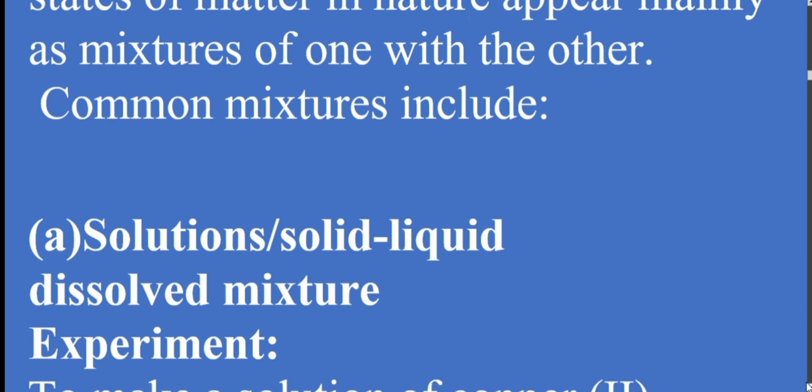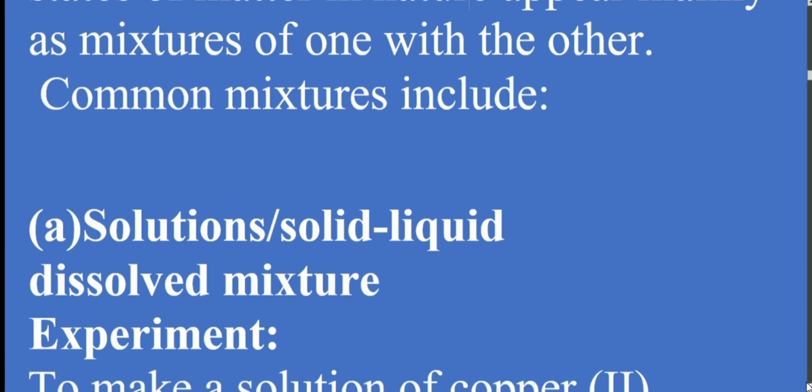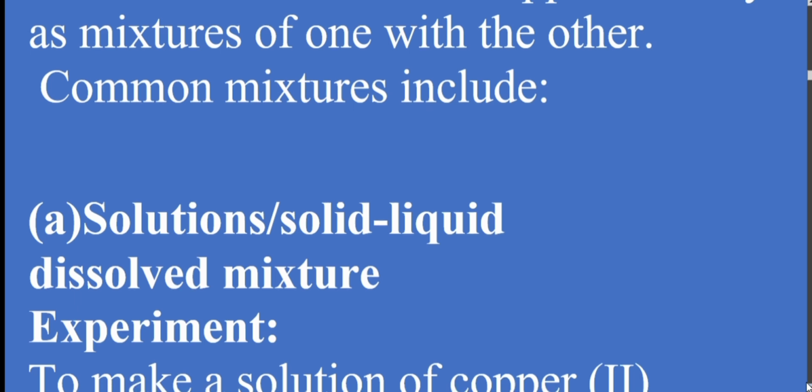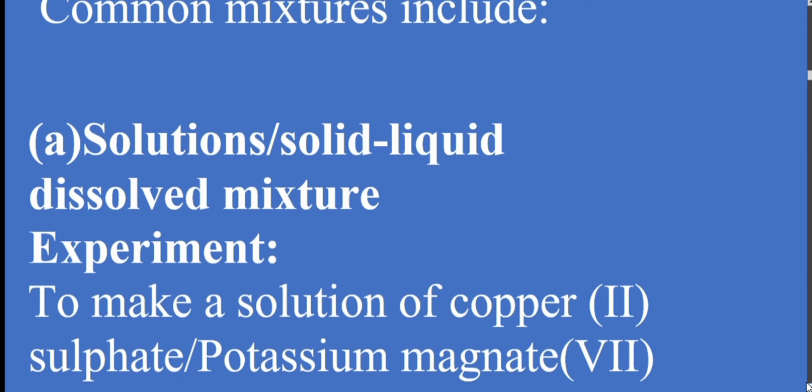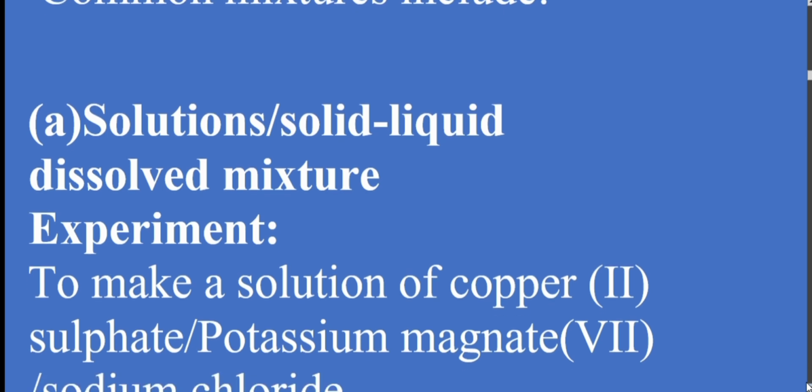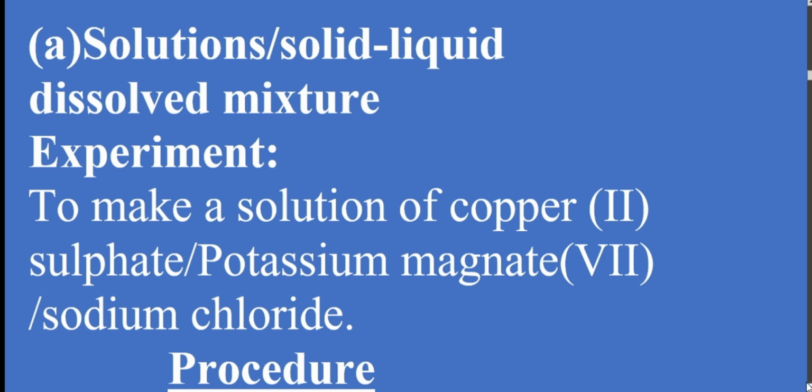Let's look at an experiment on how we can form a solution of a solid dissolved in a liquid. The experiment is to make a solution of copper(II) sulfate, or potassium manganate(VII), or sodium chloride. We can use any of these: copper(II) sulfate is blue in color, potassium manganate(VII) is purple, and sodium chloride is white.